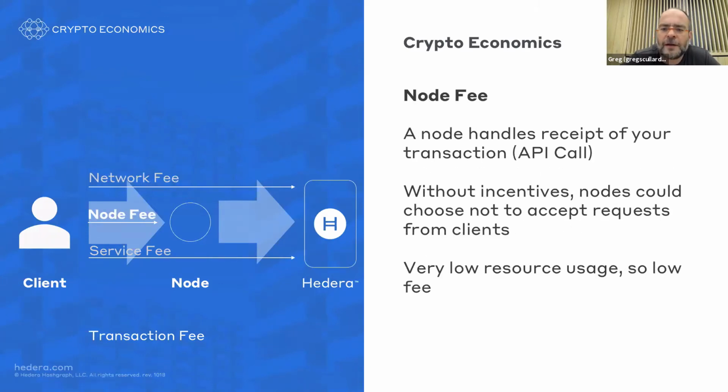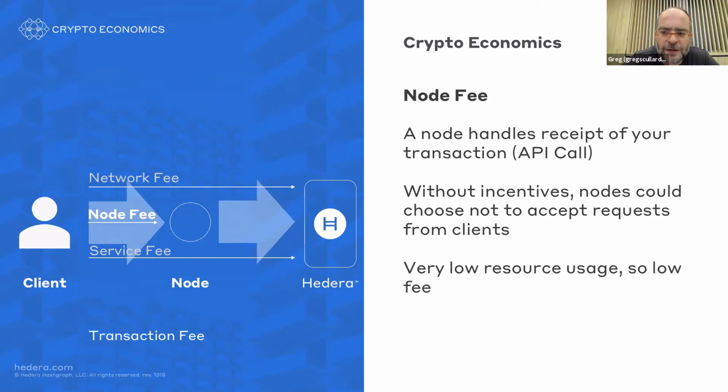A node fee. The node receiving your request is kind of doing you a favor. It received a transaction on your behalf, it submitted it to the network, the other nodes just sat there waiting for gossip. So it's done a little bit more work than everybody else. So there needs to be a node fee that goes to the nodes. If we didn't have that, then nodes could decide to be just a node and not talk to any clients, and then the whole network would grind to a halt with API calls not going into the network.